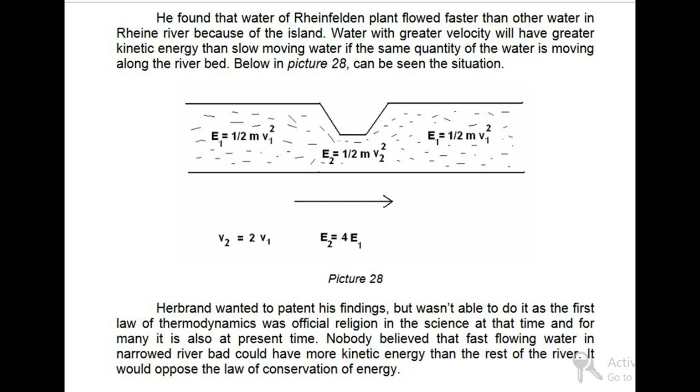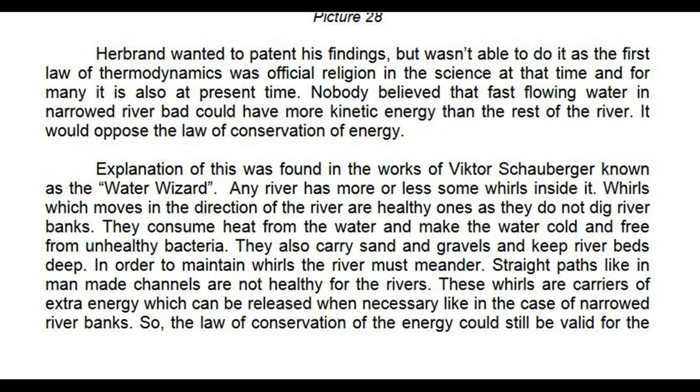Erbrand wanted to patent his findings, but wasn't able to do it as the first law of thermodynamics was the official religion in science at that time, and for many it is also at present time. Nobody believed that fast-flowing water in a narrowed river bed could have more kinetic energy than the rest of the river. It would oppose the law of conservation of energy. An explanation of this was found in the works of Victor Schauberger, known as the water wizard.